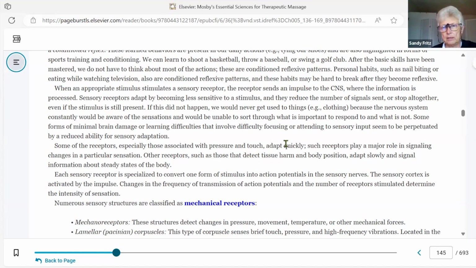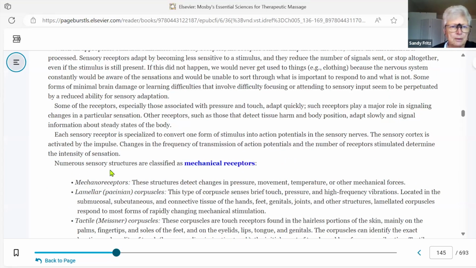So clothing, when you put your clothing on in the beginning, you'll feel it, and then you sort of can ignore it. Not everybody gets to do that. Some people have somatic hypersensitivity, and then they can't stand the tag in the back, or it itches or picks or whatever.